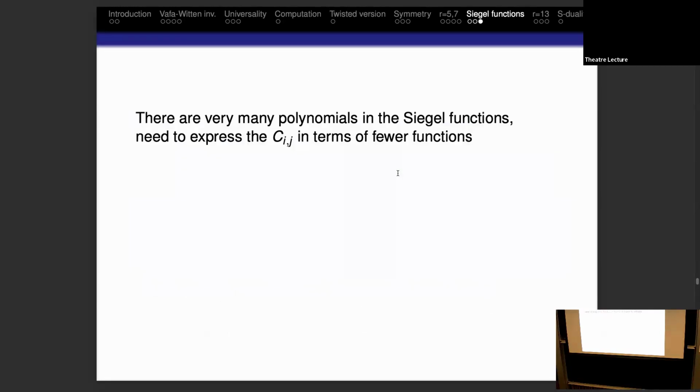So now, how does one go about finding this? One of the problems is that there are very many Siegel functions, and so there will be extremely many polynomials in them. It wouldn't make much sense to just try to write down a general formula in terms of the Siegel functions. So we need to express these things in terms of fewer functions.